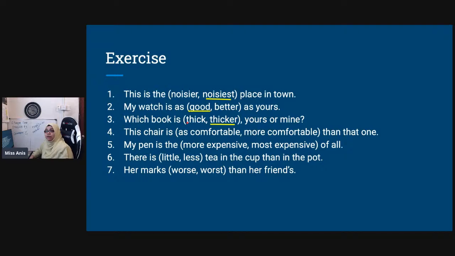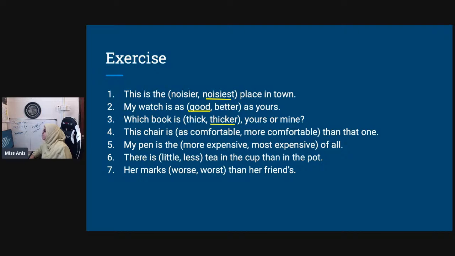Because you don't know whether is it the same or not. If you confirm it is the same, then you would use positive. Tapi kalau tak confirm, you macam was-was, then you use the comparative for the safe, for safe keeping lah. Okay, alright. So thicker is the jawapan.